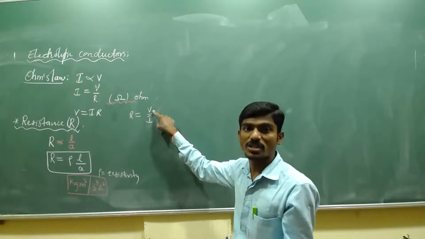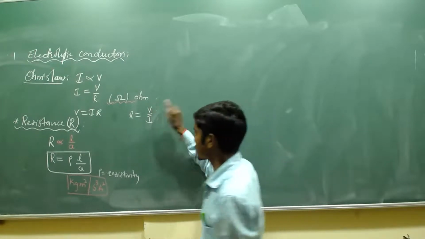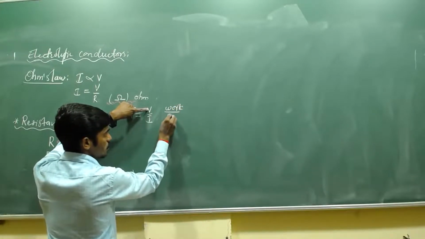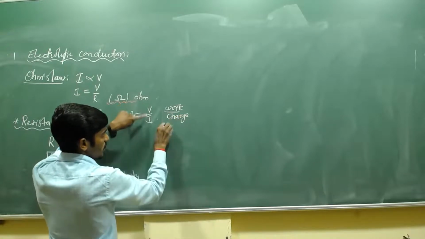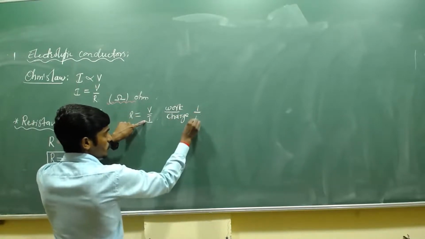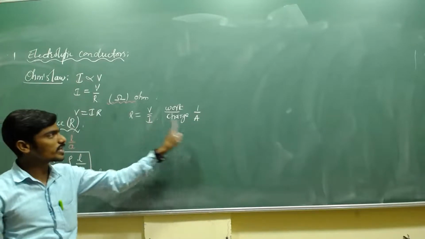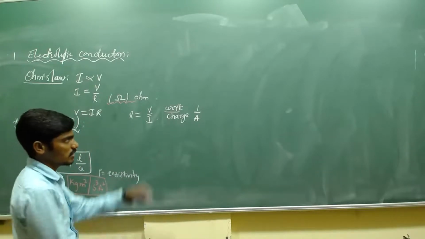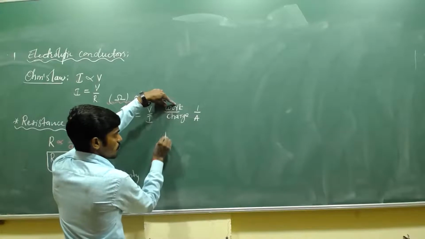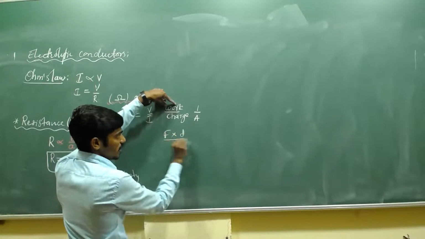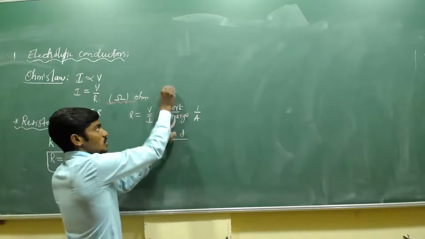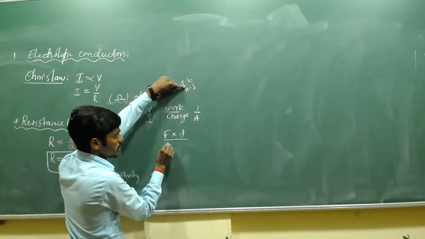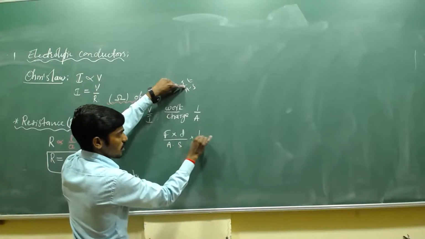V is nothing but potential difference, that is, work per unit charge. So in place of V, I can write work per unit charge divided by I, where the unit of I is ampere. Work is force into displacement, divided by charge. The charge Q equals I into T, so its unit is ampere into second, and then divided by ampere.